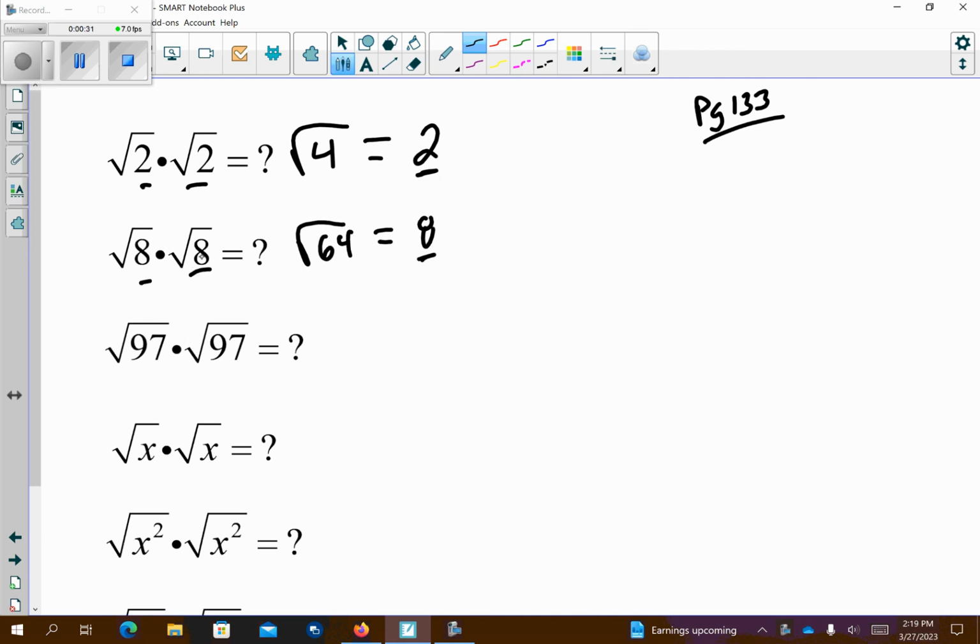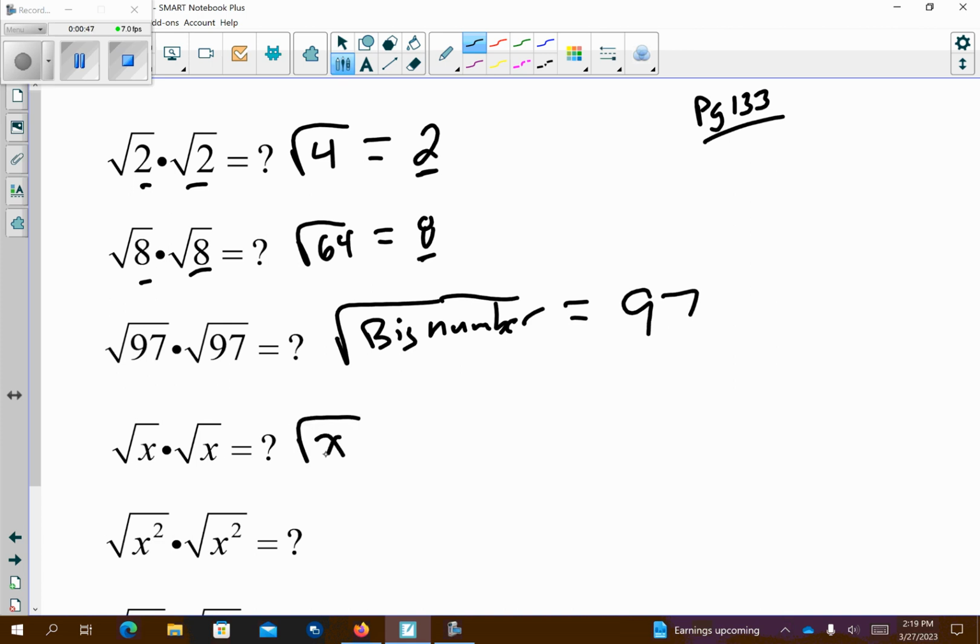Notice how these are the same. So what do you think this 97 is going to be? I mean, this would give us a big number. But the square root of that big number actually would just come out to 97. So what about if I do x times x? Well, that's x squared, but wait a minute. If we look back here and here, when we have the same two radicals multiplied to each other, your answer became without the radical. So this actually just comes out to x.